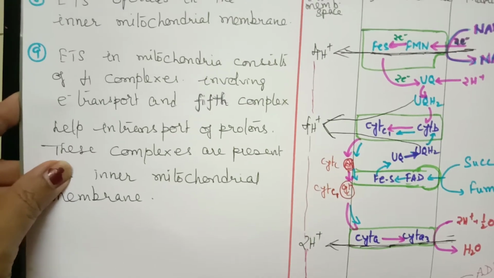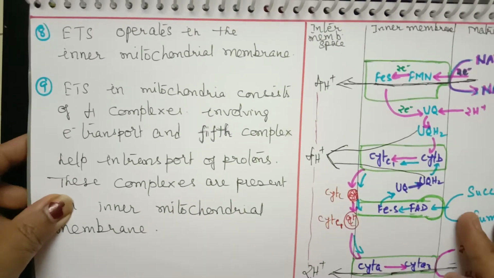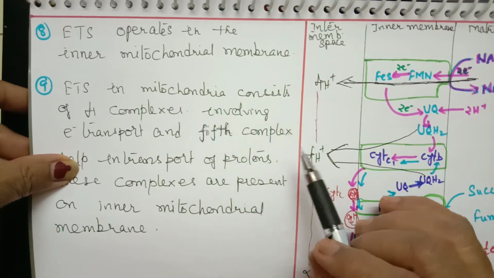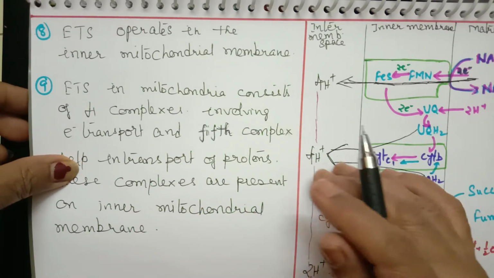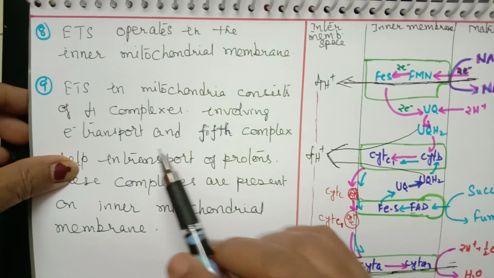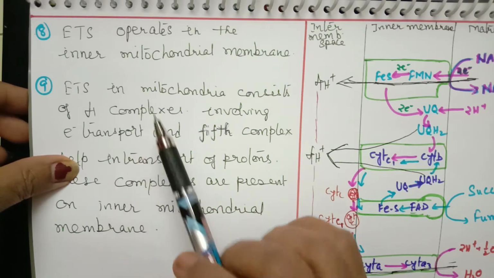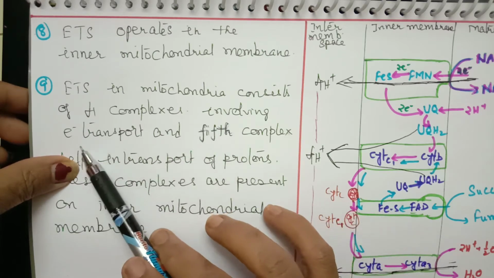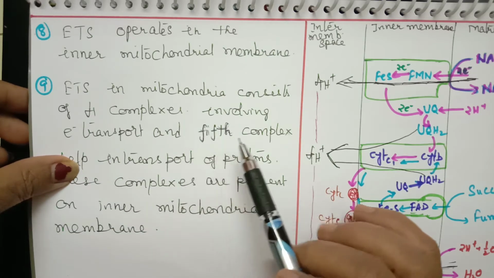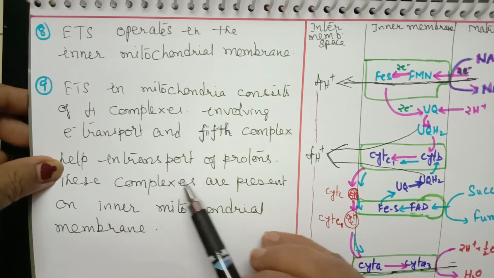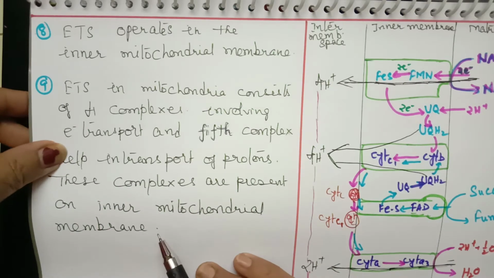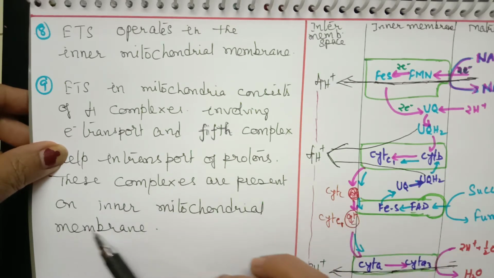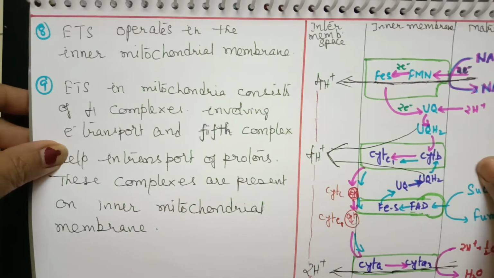Electron transport operates in the inner mitochondrial membrane. All these cytochromes and coenzymes are located on the inner mitochondrial membrane. Electron transport in mitochondria consists of 4 complexes which are involved in electron transport, and the 5th complex that helps in the transport of protons. All these complexes are located on the inner mitochondrial membrane.